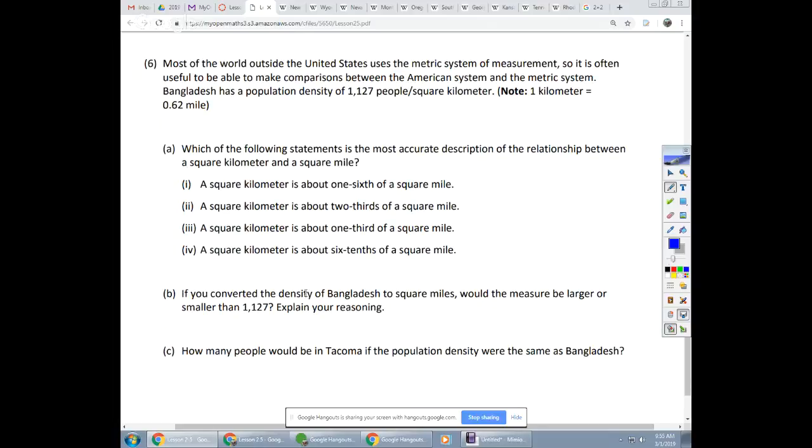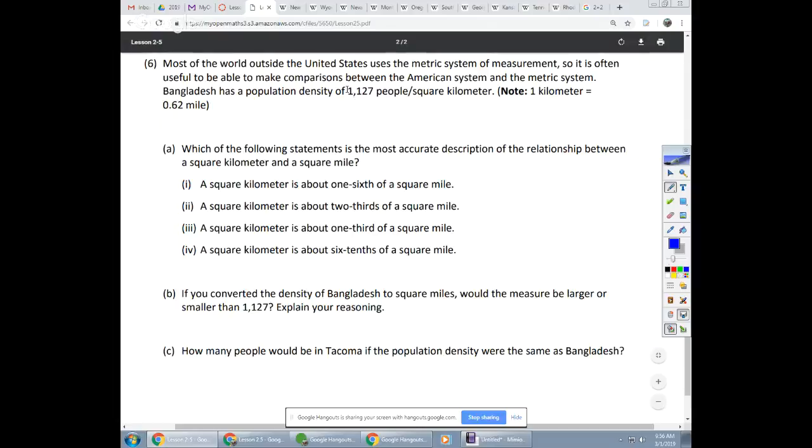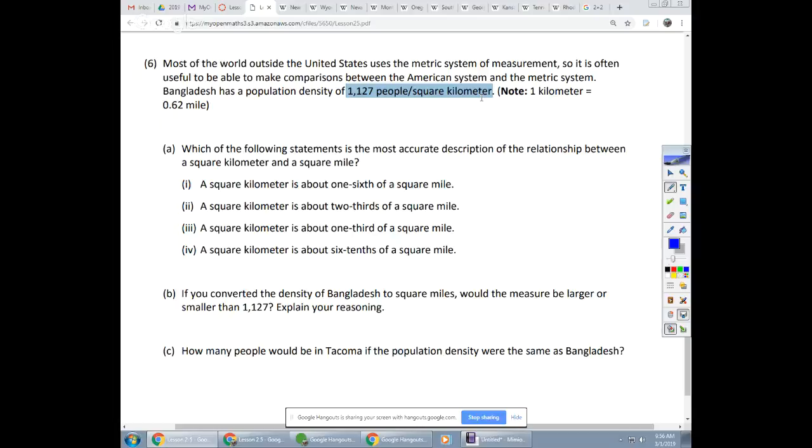Okay, so if you converted the density of Bangladesh to square miles, would the measure be larger or smaller than 1,000? We're given at the top that Bangladesh has about 1,000 people per square kilometer. So if we converted that to square miles, would the measurement be smaller or larger than that? How big is a square kilometer again? 1/3. So all these people are packed into a third of a square mile. So it would be smaller.